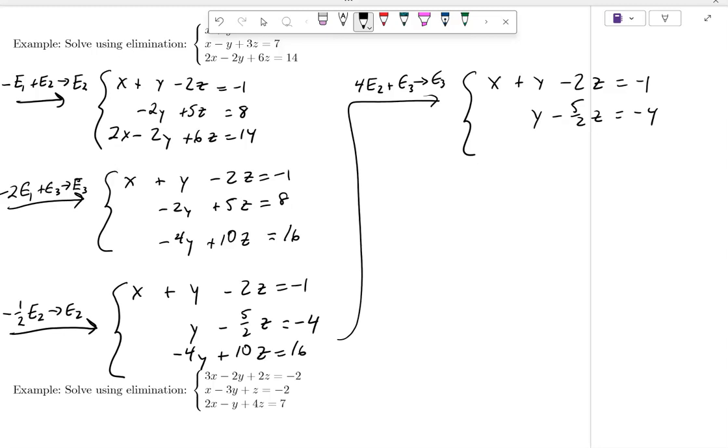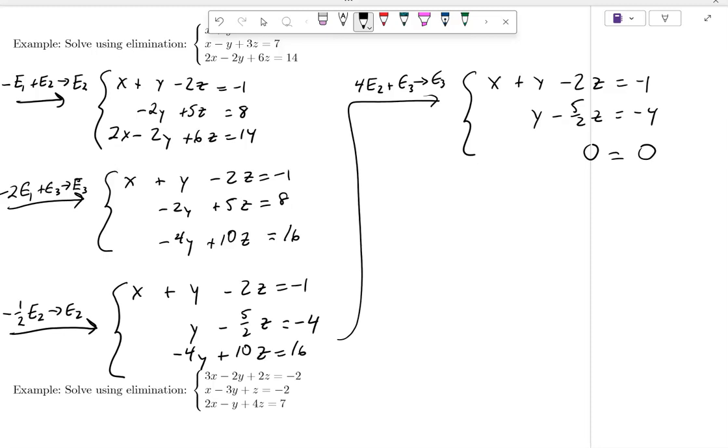What happens in the third equation? We did 4 times y minus 4y gives me 0, right? We're trying to get a 0 there. What's 4 times 5 halves? I believe that's 10, isn't it? Negative 10 plus 10 gives me 0. So I get a 0 here. And on the right-hand side, we'll have negative 16 plus 16 gives me 0.